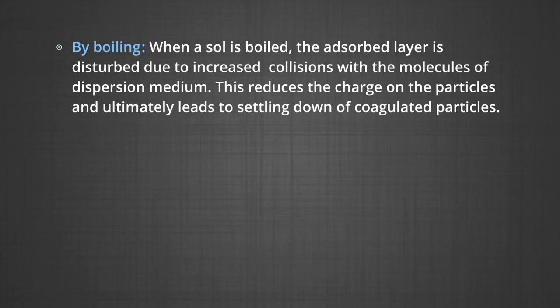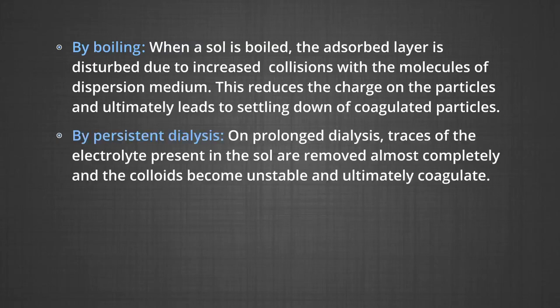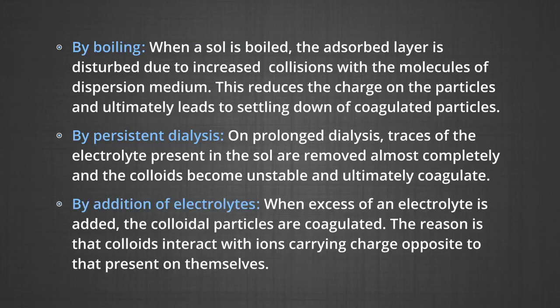When a sol is boiled, the adsorbed layer is disturbed due to the increased collisions with the molecules of the dispersion medium. This reduces the charge on the particles and ultimately leads to settling down of coagulated particles. Number 4, by persistent dialysis. On prolonged dialysis, traces of the electrolyte present in the sol are removed almost completely and the colloids become unstable and ultimately coagulate. Number 5, by addition of electrolytes.